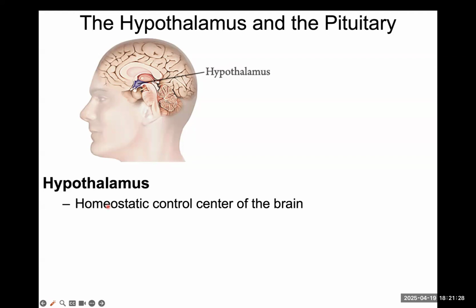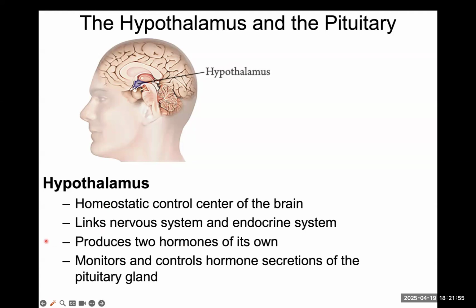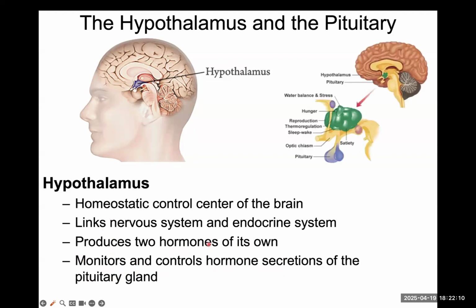So what part of the hypothalamus is responsible for hormones? It's the part that produces hormones. So you have two hormones that are produced. On top of that, the hypothalamus will also partially control the gland below it, which is called the pituitary gland, also known as the hypophyseal gland. So it links the nervous system and endocrine system, produces two hormones of its own, and monitors and controls the hormone secretions of the pituitary gland. I want you to notice it says hormone secretions. So the pituitary gland secretes hormones. It doesn't make them, but it secretes them.